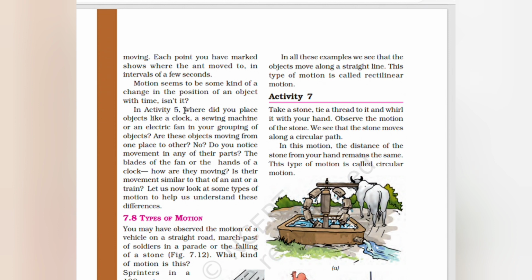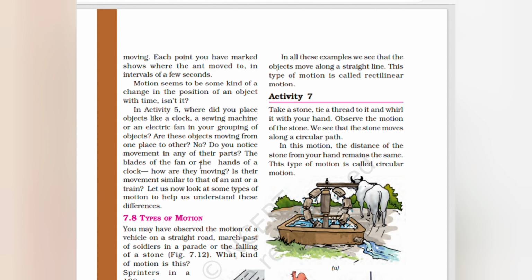In activity 5, where did you place objects like clock, sewing machine, electric fan in your grouping of objects? അപ്പോൾ ക്ലോക്ക്, മെഷീനും ഇതൊക്കെ എവിടെയാണ് നമ്മൾ വെച്ചിരിക്കുന്നത്? Are these objects moving from place to place? അത് അനങ്ങിക്കൊണ്ടേയിരിക്കുന്നുണ്ടോ? No. Do you notice movement in any of these parts? ഏതെങ്കിലും പാർട്സിൽ മൂവ്മെൻറ്റ് ശ്രദ്ധിച്ചിട്ടുണ്ടോ? The blades of a fan or the hands of a clock, how are they moving? Is the movement similar to that of an ant or a train?